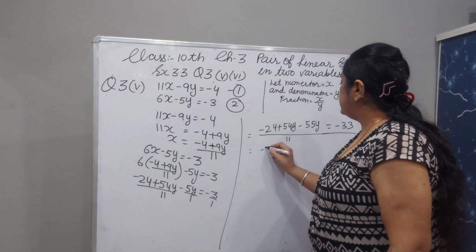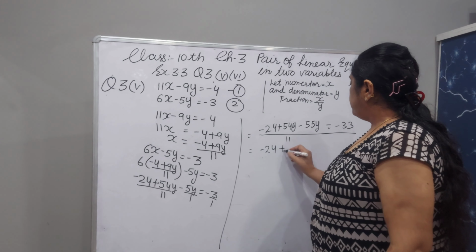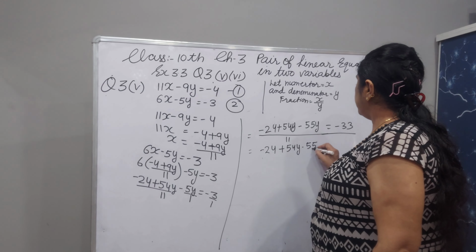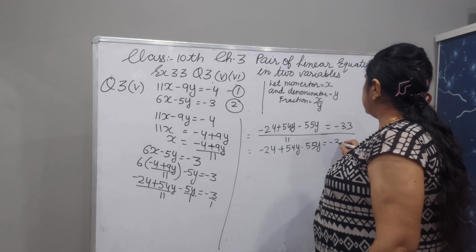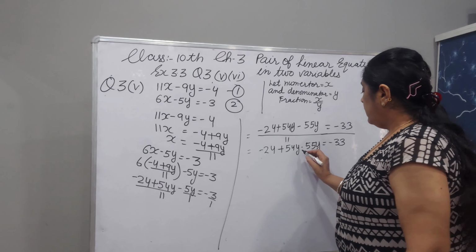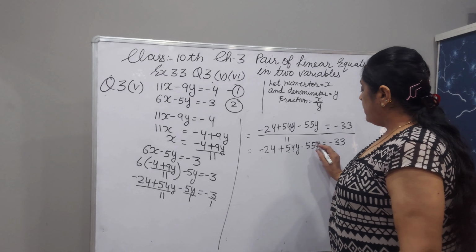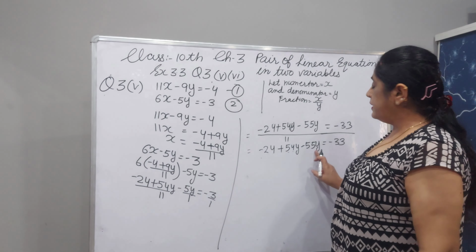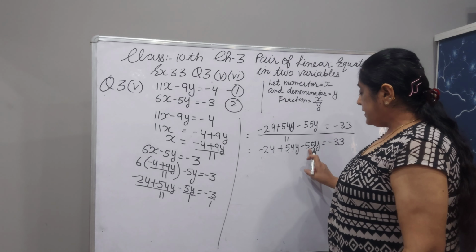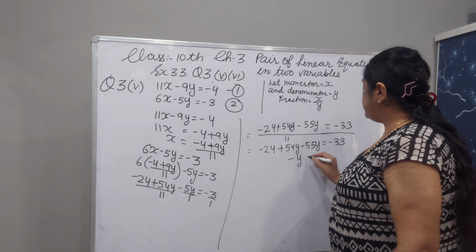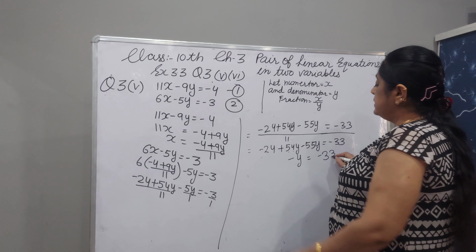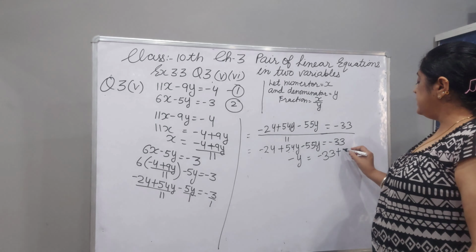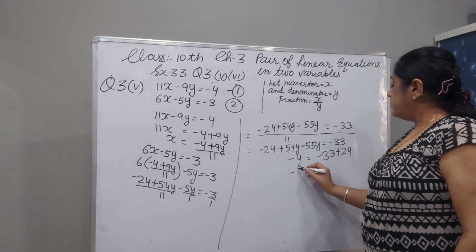Now I will write minus 24 plus 54y minus 55y equal minus 33. 54y minus 55y. One sign is positive, one is negative, and like terms we can add and subtract. Negative sign is greater, minus y will come. Minus 33. This minus 24 comes here on the right hand side and changes the sign to positive. Minus y.